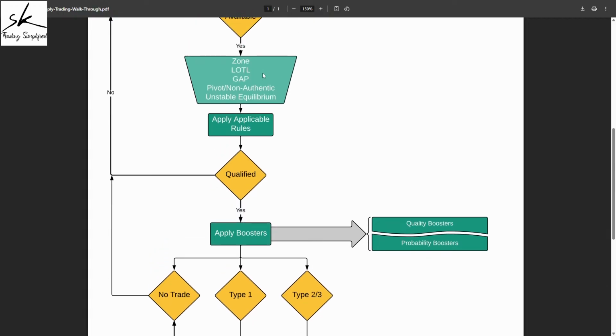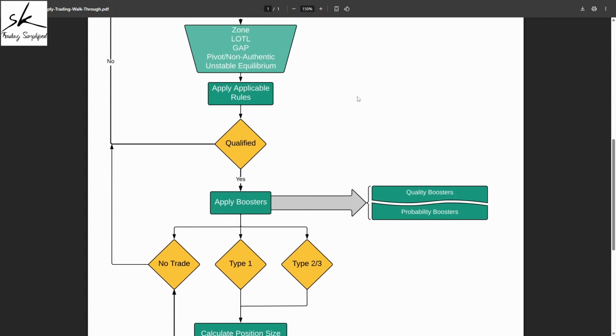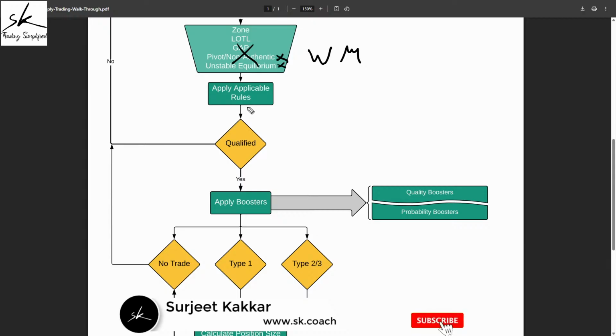Is the zone because of a gap? Now this is because of a gap, but I'll be skipping it as of now because today we are going to focus on something different. We already took a gap example some time back, so let's assume this was a regular rally-based rally structure for us. Now, pivot non-authenticity we do not apply to rally-based rallies. We only apply pivot non-authenticity to a drop-based rally or a rally-based drop. So this is not applicable. And it is also not a structure of unstable equilibrium. So after looking at all these conditions, none of these conditions are applicable, and since they are not applicable, they cannot disqualify the zone, right?